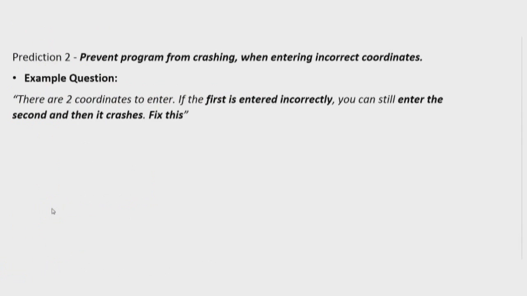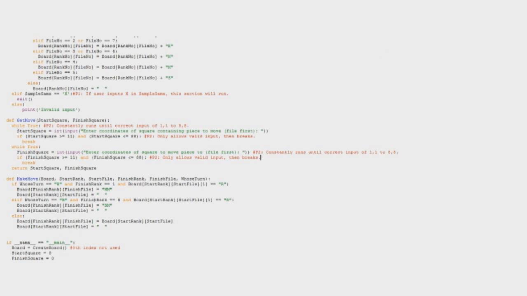My second prediction is preventing the program from crashing when entering incorrect coordinates. An example question in the exam could be: there are 2 coordinates to enter. If the first is entered incorrectly, you can still enter the second and it crashes. Fix this. So if we have a look into the amended code, in the GetMove function, which is passing StartSquare and FinishSquare through, we can change it.